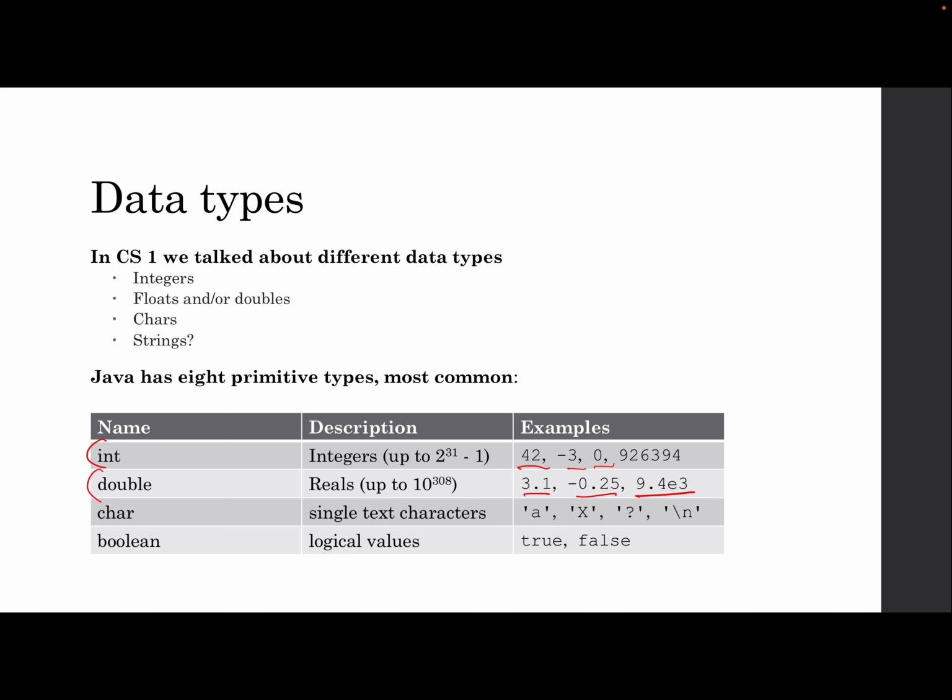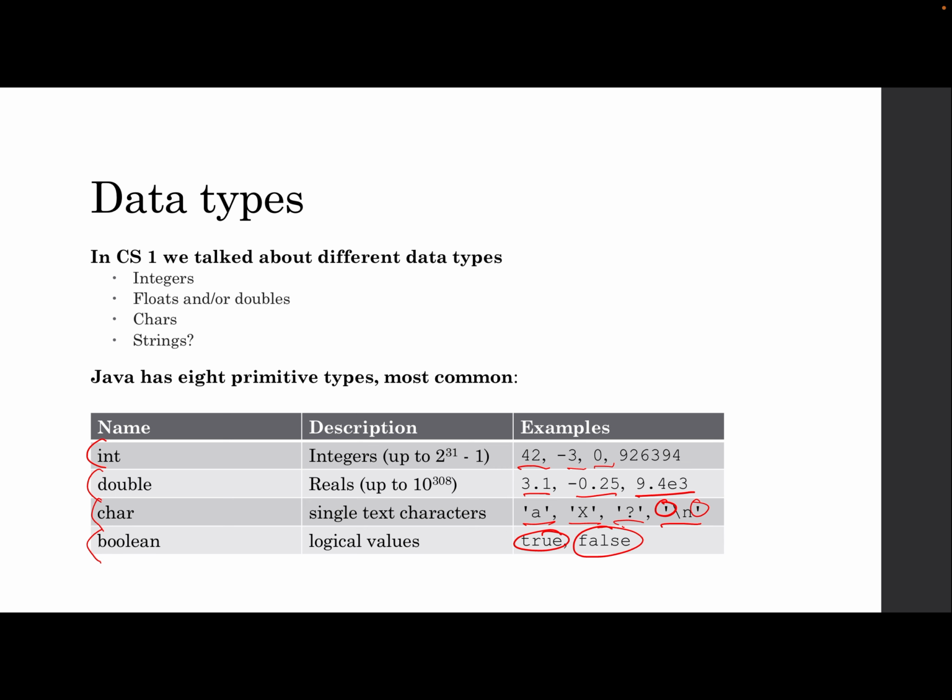If you need to store a single character, then you use something called a char. A char is simply the character A, or maybe X, or a question mark, or a new line. It can be any single character. Notice that in Java, single characters have single quotes. So make sure that you don't put double quotes for a character because it won't work. You have to use single quotes for your characters. And then finally, if you want to store a logical value, you use something called a Boolean. A Boolean can only store one of two values. It's true or it's false, and that's it.